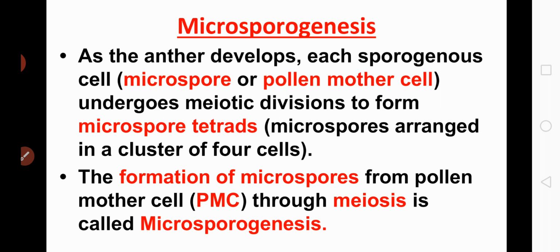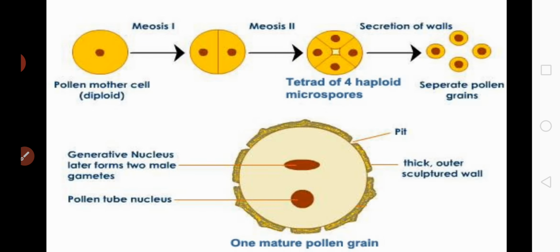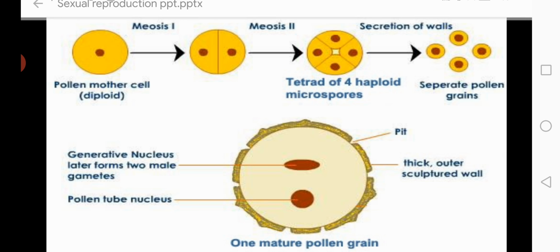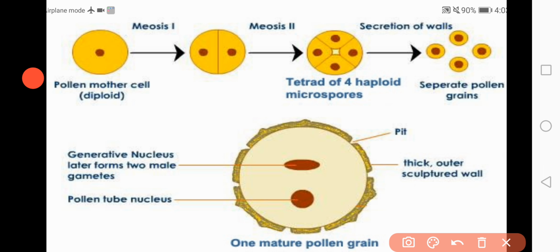Okay, so the process of formation of microspores from the pollen mother cell through meiosis. Now, what happens after microsporogenesis? See, here you can see this is the pollen mother cell or the sporogenous cell, which is diploid.